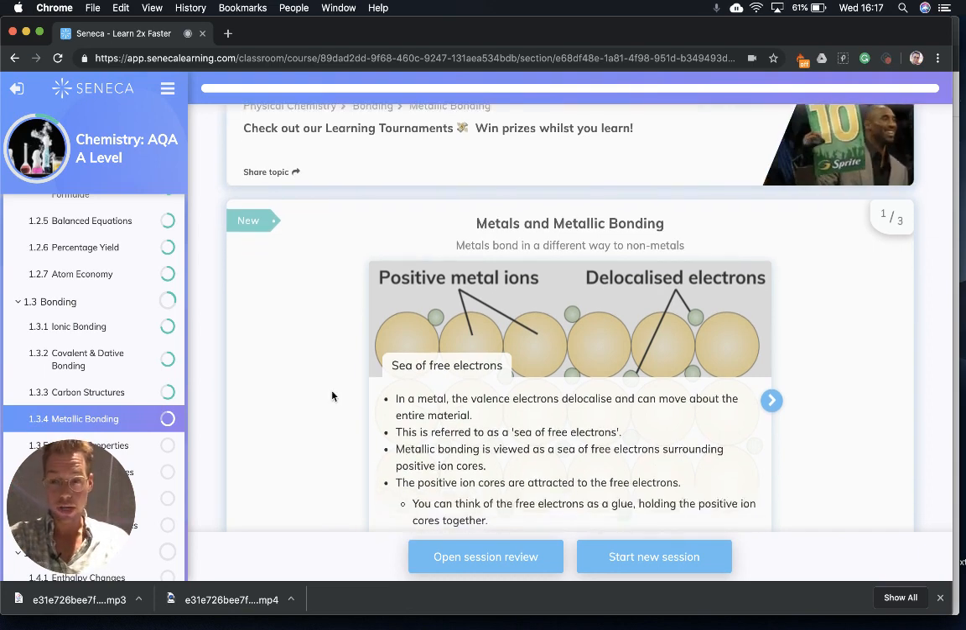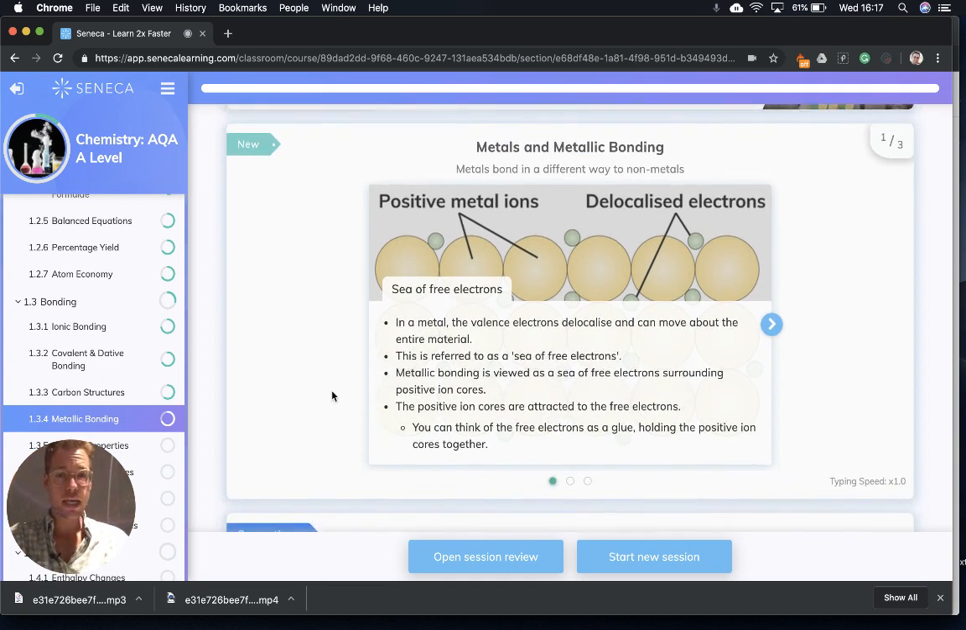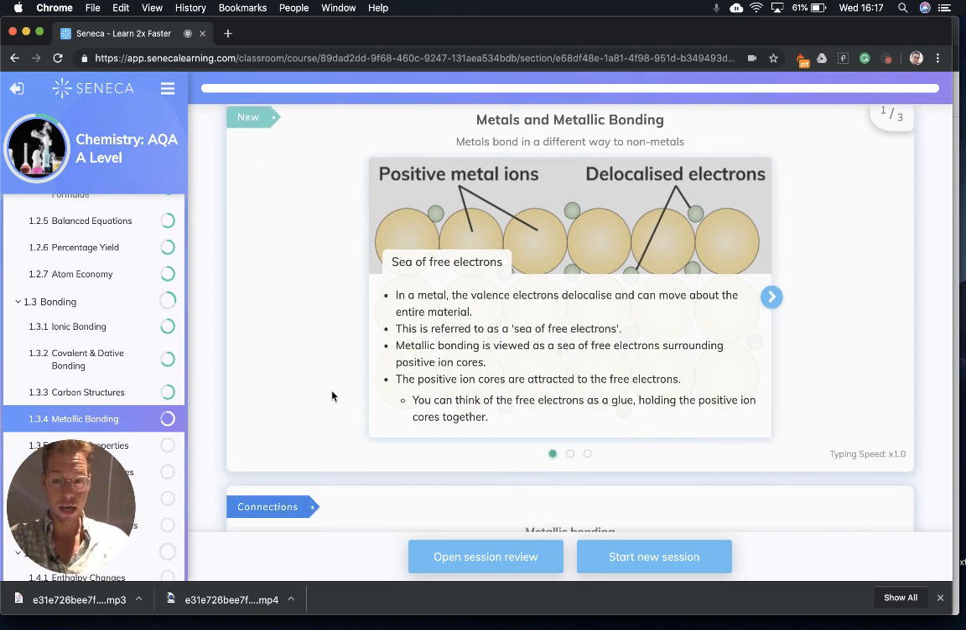So we're going to do this one nice and quick, and it's going to be a concise review of metallic bonding. Now, key parts of metallic bonding are the fact there is a sea of free electrons. In a metal, the valence electrons delocalize and can move about the entire metal. This is referred to as a sea of free electrons. Metallic bonding is viewed as a sea of free electrons surrounding positive ion cores. The positive ion cores are attracted to the free electrons. You can think of the free electrons as like a cute little glue that holds the positive ion cores together.